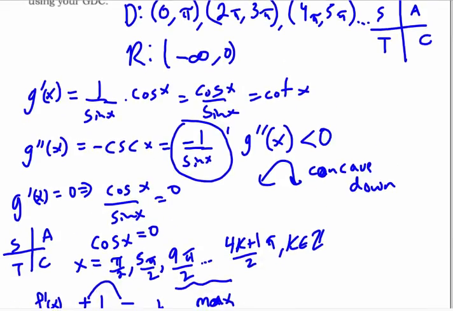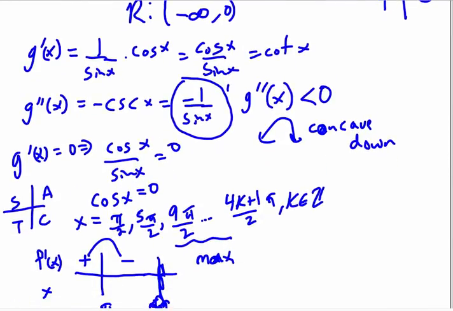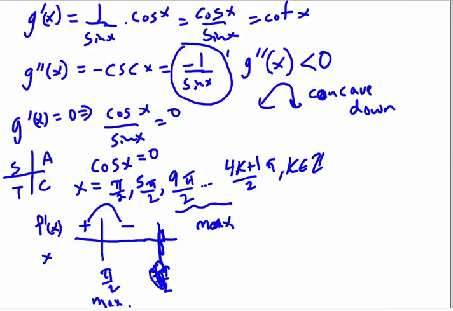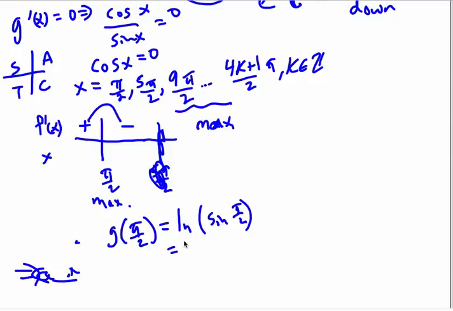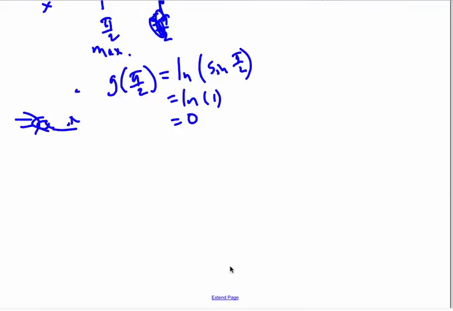Okay, given this information, we can now start graphing the function. Our critical values, our maximums, are at pi over 2 and so forth. Now if you look at our function, g of pi over 2 equals ln sine pi over 2, and sine of pi over 2 is 1, so it equals 0. It's going to be the same with all the maximums: they're going to have y values of 0.